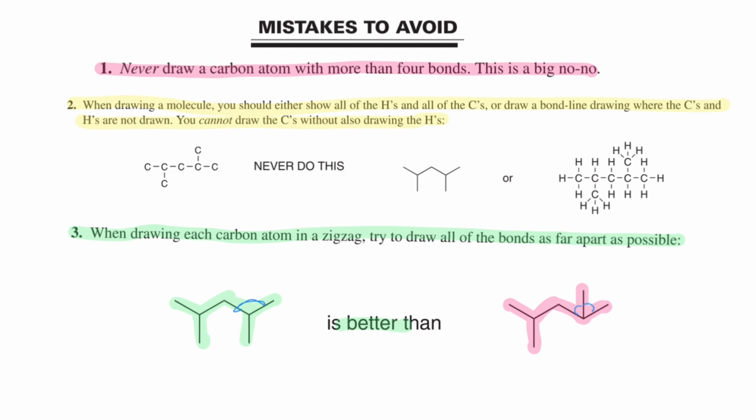So keep in mind, never draw a carbon with more than 4 bonds. Also, draw either bond line notation or a complete carbon and hydrogen representation, but don't draw only carbon atoms without hydrogen. Another one: in all these zigzag patterns, the bonds should be very far away from each other, not very close. If a double bond is present, it should be shown with 2 lines, and a triple bond with 3 lines.